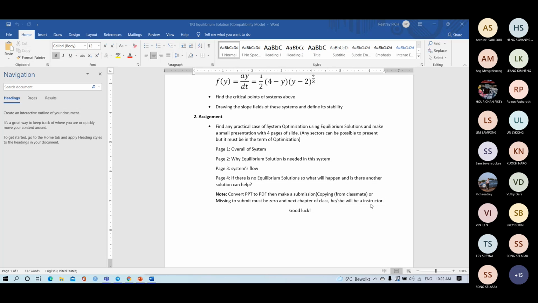And then if there is no equilibrium solution, what happens? Can we find effective coefficients? It depends on your system. I cannot say yes or no. I have to see the description of the system. Okay?